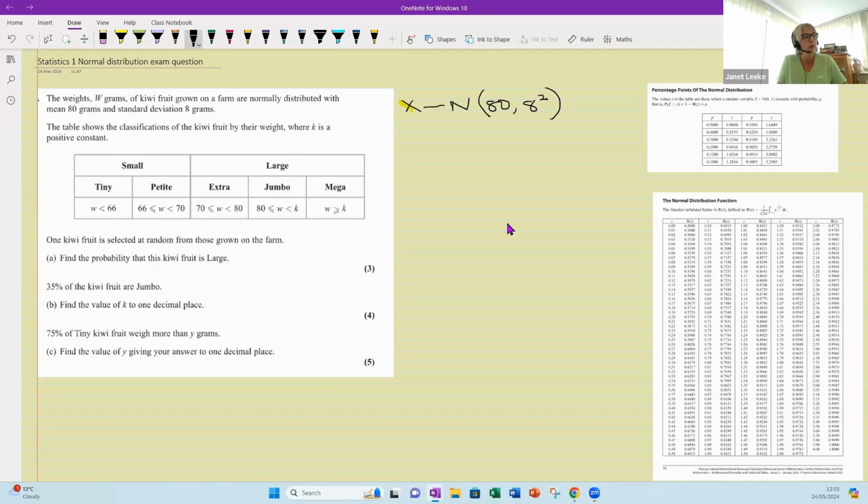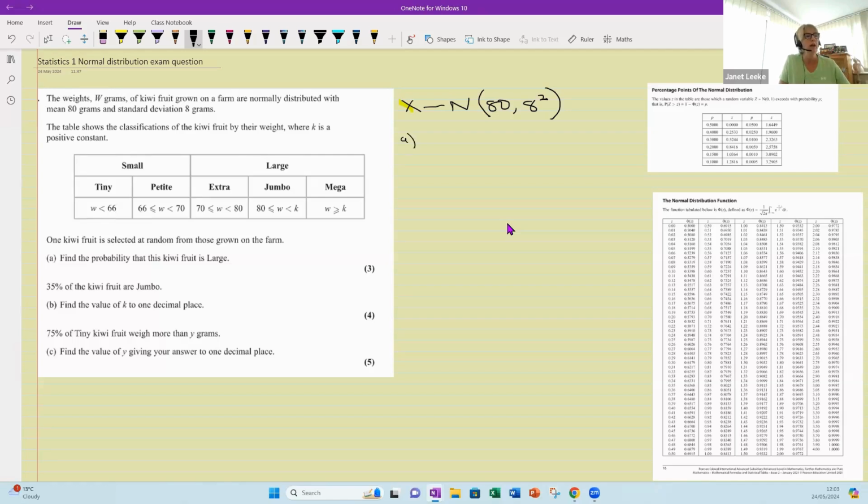Okay, so here we've got a table of classification of different kiwi fruit by their weight. We're given all the information we need apart from this random constant K. We don't know the size for jumbo. We know it's between 80 and K, and therefore we don't know what mega is. It's greater than or equal to K. One kiwi fruit is selected at random from those grown on the farm. Find the probability that this fruit is large.